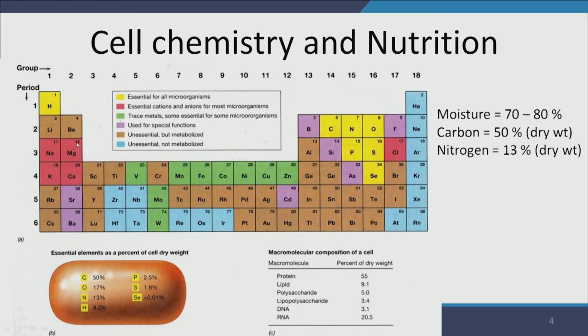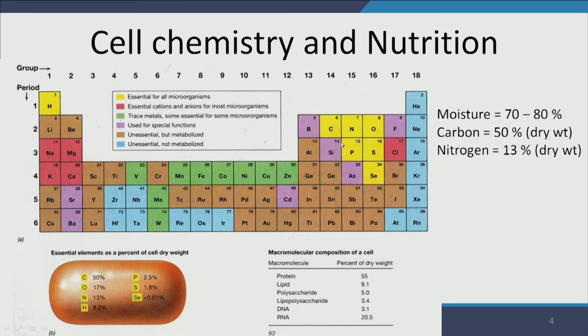Then the ones in pink here, sodium, magnesium, potassium, calcium and fluorine, they are essential cations and anions for most microorganisms. Not all, but most. So some microbes can actually do without them. Then the ones in green are trace metals that are essential for some microorganisms. We need them. For example, iron and cobalt are necessary for our hemoglobin to work, but we are not microorganisms. But many microorganisms require cobalt. So when we try to grow them in the lab, we need to make sure we give them these trace metals, otherwise they will die out.